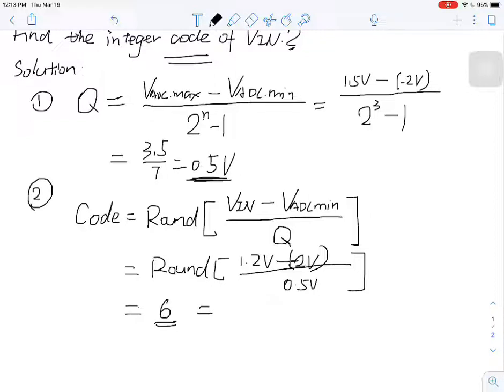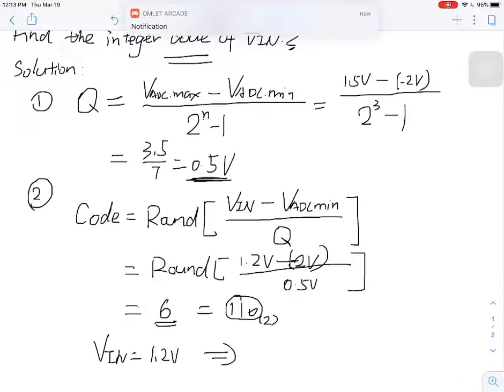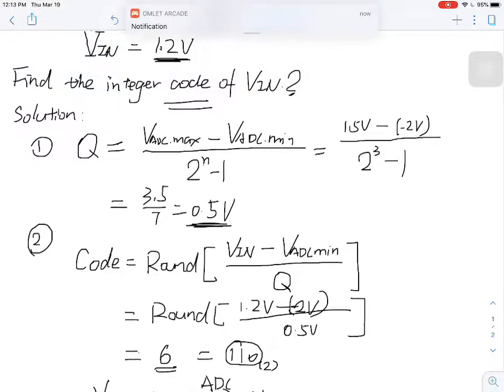Yes, thank you, Aaron. That's 110. Let's leave it. That's the binary code. Now you have this. So the corresponding V in equals 1.2 volt. All through ADC, you convert that to a binary code, which is 110. It's not too bad, right?